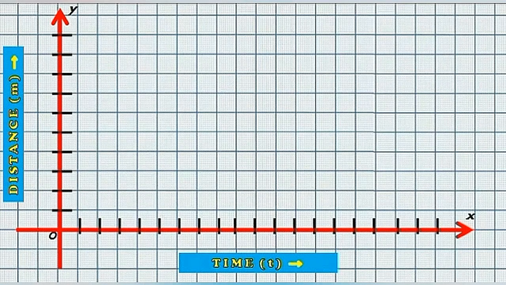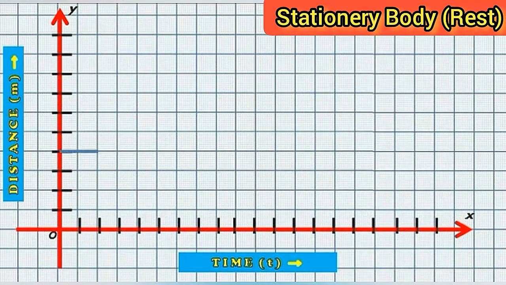Friends, first let us draw the distance time graph for a stationary body. The position of a stationary body does not change with time. So, the distance time graph for a stationary body is a straight line parallel to the time axis as shown in this graph. This is the graph for a body at rest.